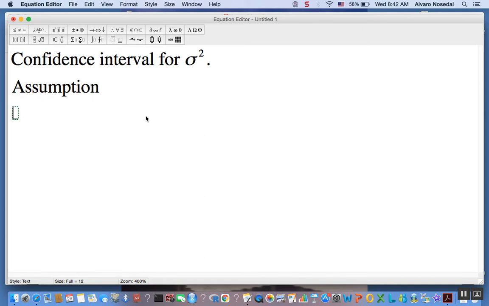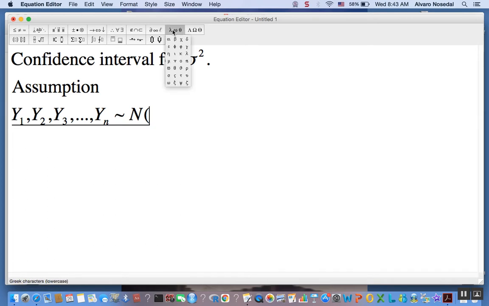We have n observations coming from a normally distributed random variable. Okay, so these guys are IID, independent and identically distributed. Okay, we have n of them. So normal with mean mu and a common variance sigma squared.